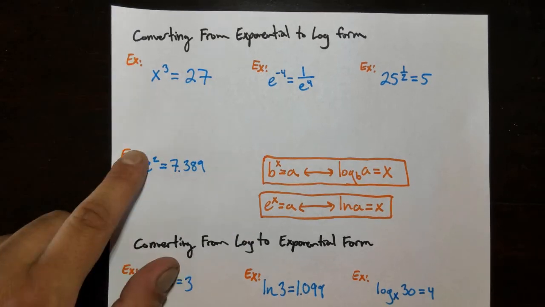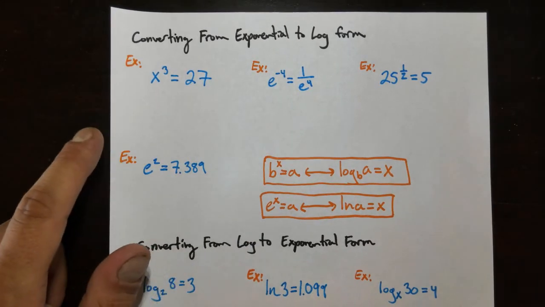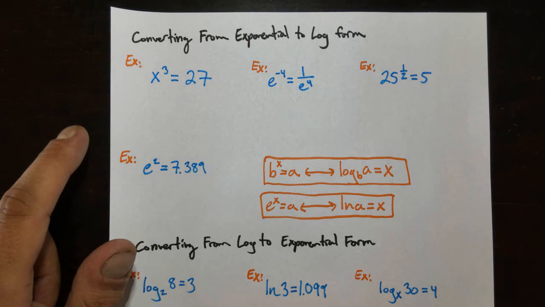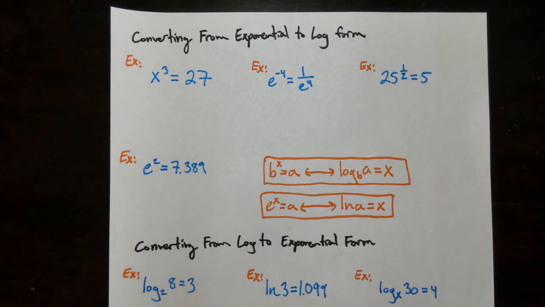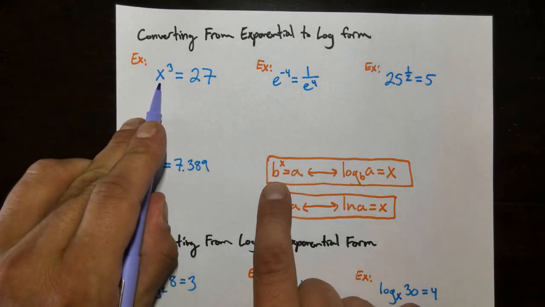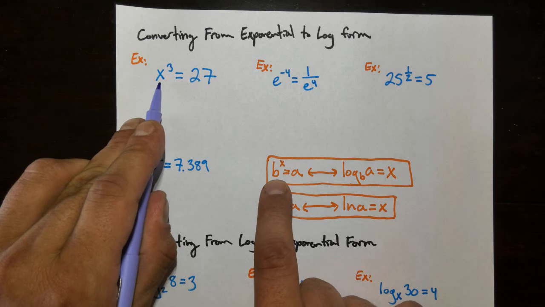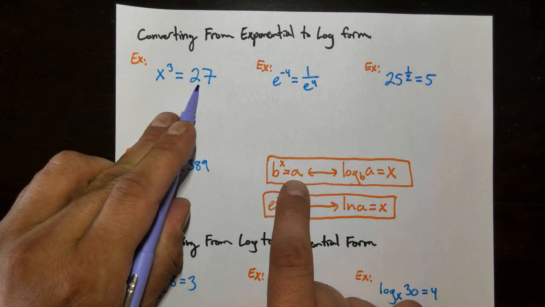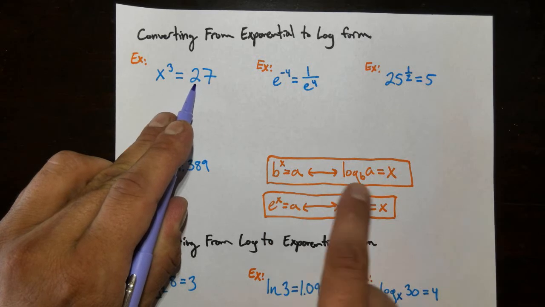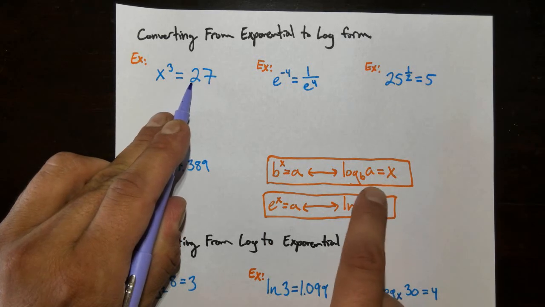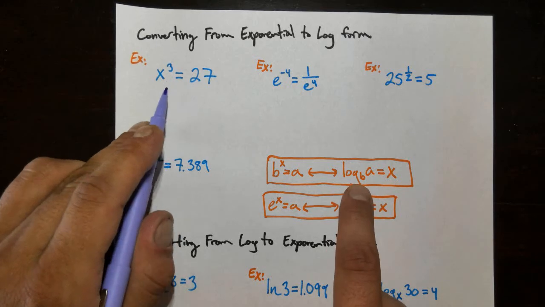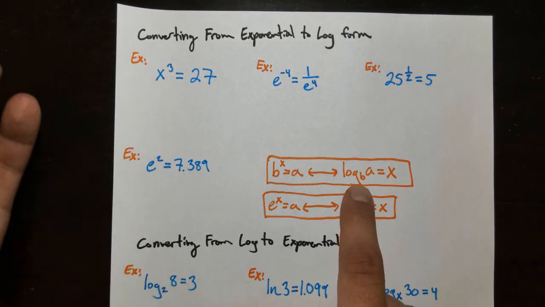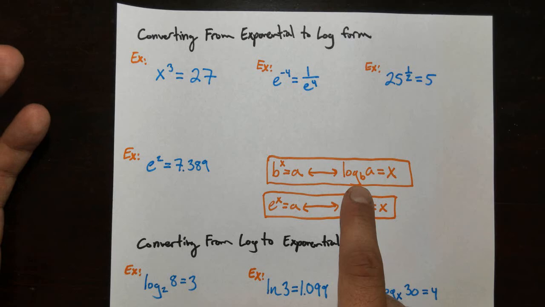Okay? So here, let's see, what color should I use? I'll use this. Okay. So all we need to really do is identify what number is which. In this case, our x is our b, 3 is our x, and 27 is our a. So we're just going to put it into a different form, and it's just that simple. There's no math really going on. We just need to identify what number is which and put them where they need to be.